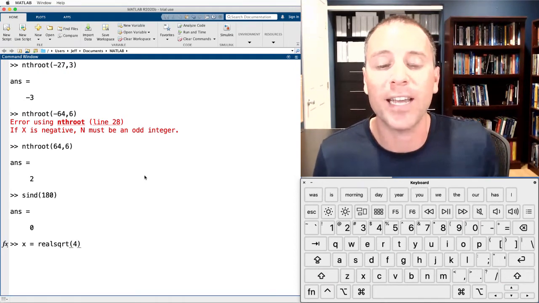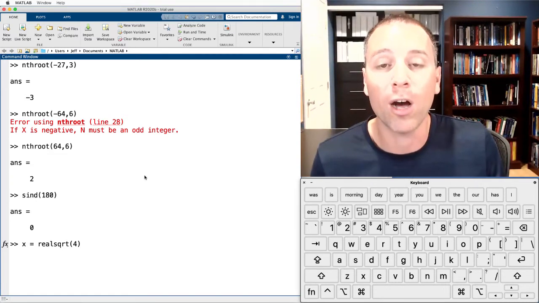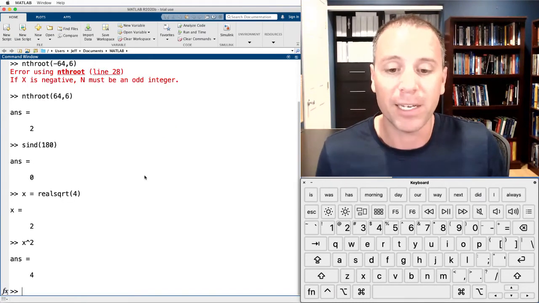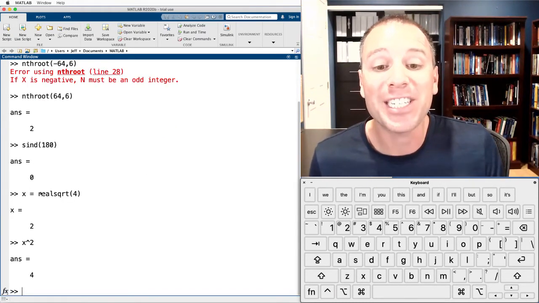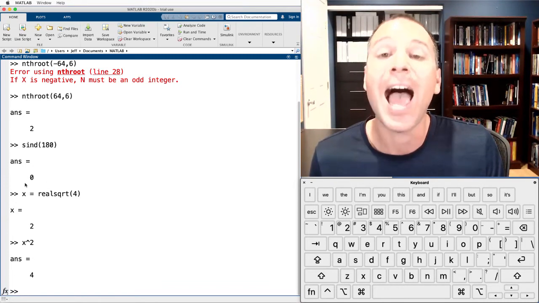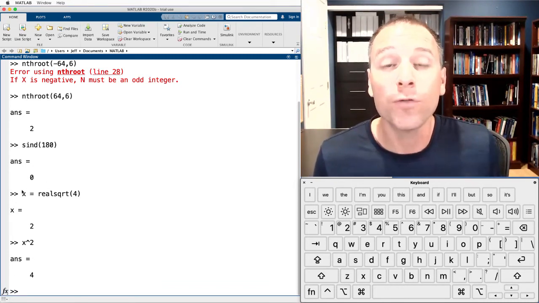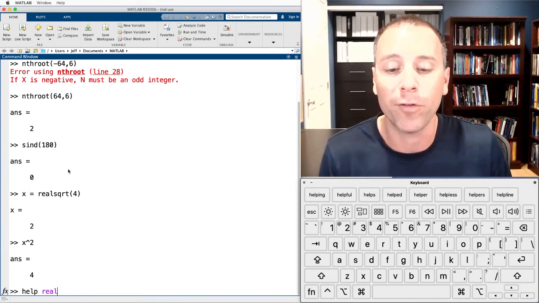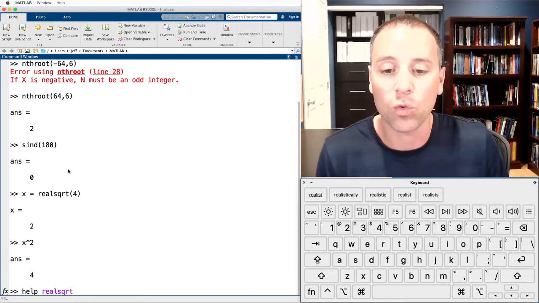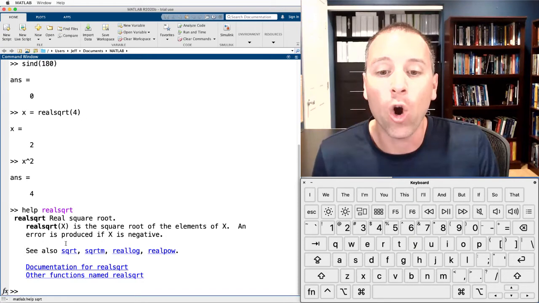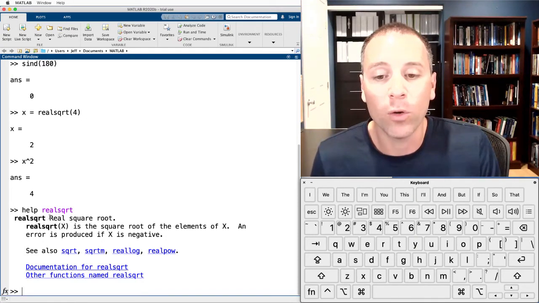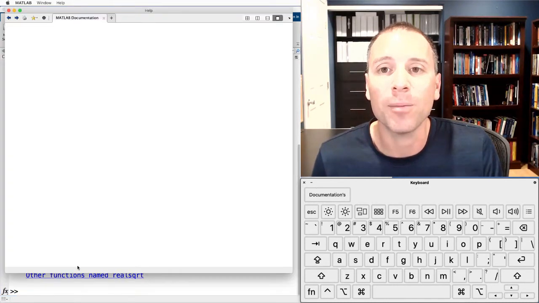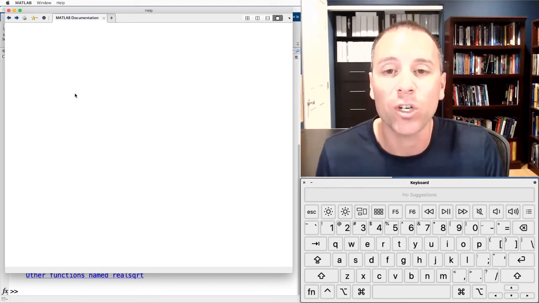So let's say that I wanted to say that x is the real square root of 4. In other words, x is 2 because x squared is 4. Notice that I am actually saving the output of the real square root as a variable value. It's kind of a useful thing to realize. And when you look at the documentation, another way to get to the documentation for a function is actually just type in help and then realsqrt. And this will give me an overview of how realsqrt is used, gives me a description, and then also gives me some references. I can then look at the documentation, which will pull up the page associated with that function.